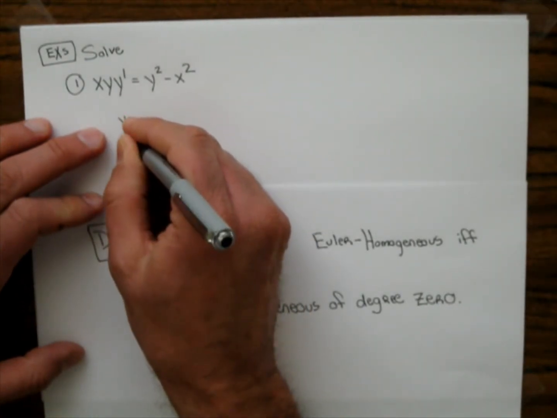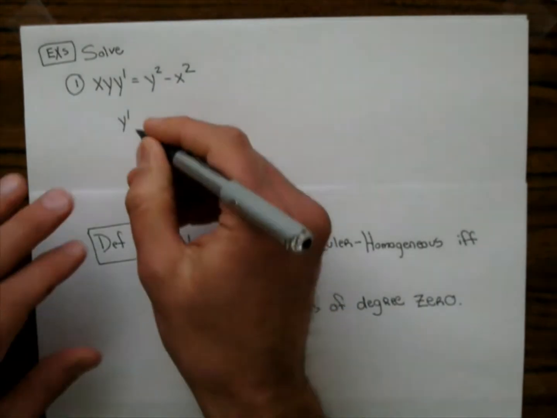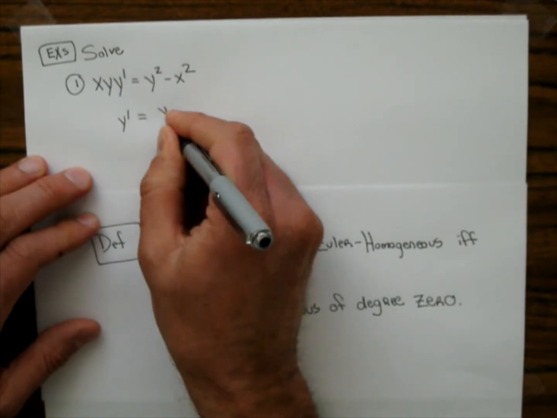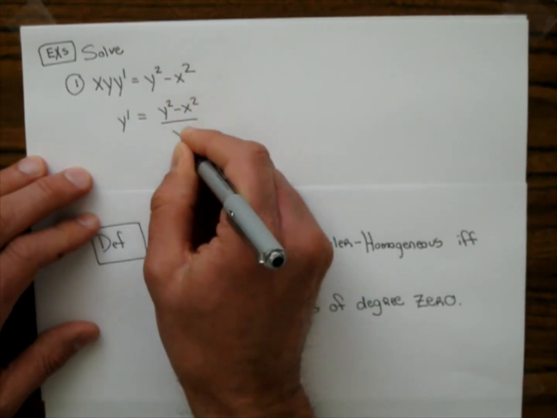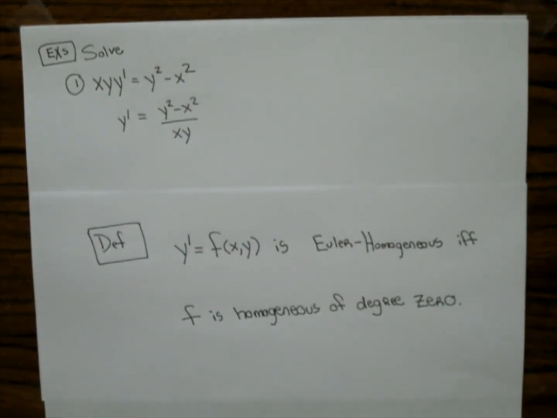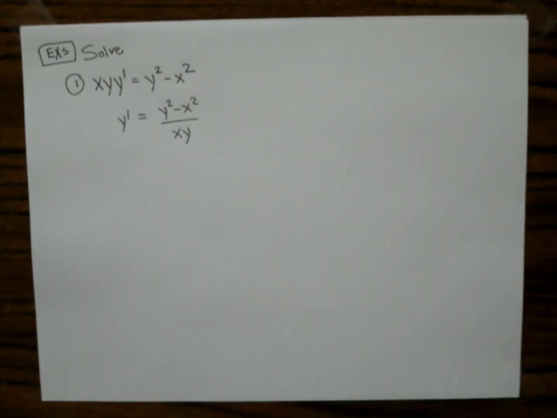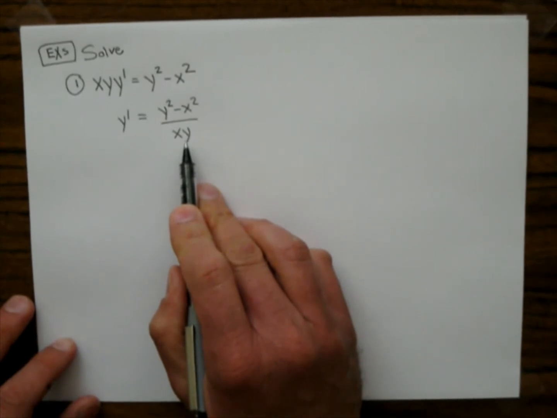So y prime is going to equal, we're going to divide by xy, and when we do that we have y squared minus x squared all over xy. Okay, the question is, is this Euler homogeneous? Well, let's check to see if this is homogeneous of degree 0.